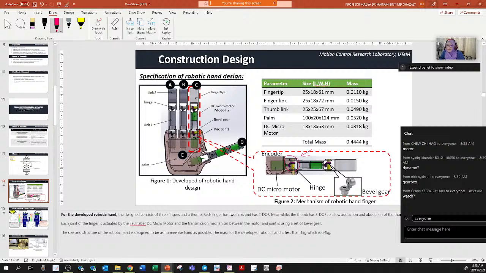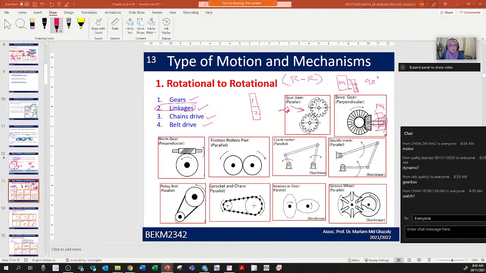Because if you see a finger, your finger is actually not moving in this direction, right? If you are moving it, you are not moving in this direction, but you are moving it perpendicular. That's why bevel gear is used in this research. So get the idea where you use spur gear, where you use bevel gear, for different applications.